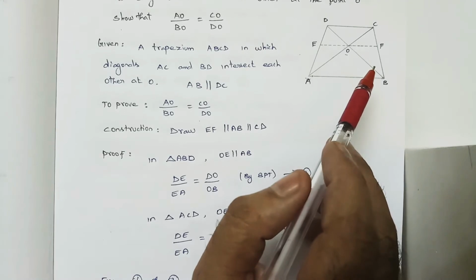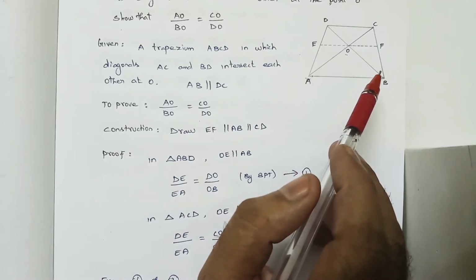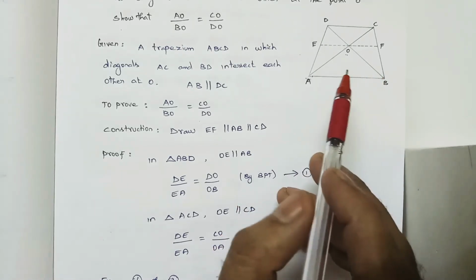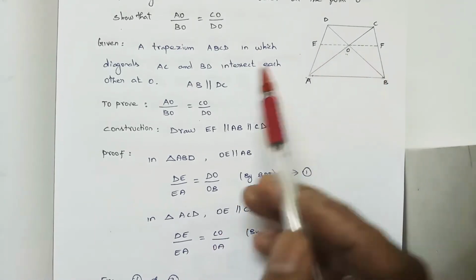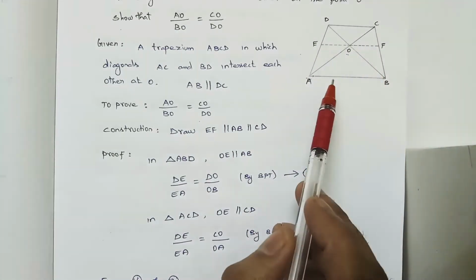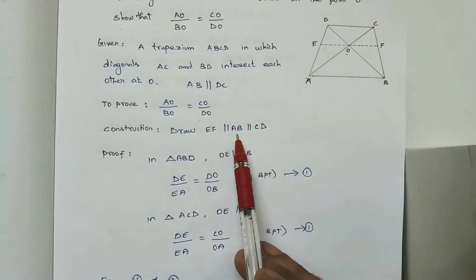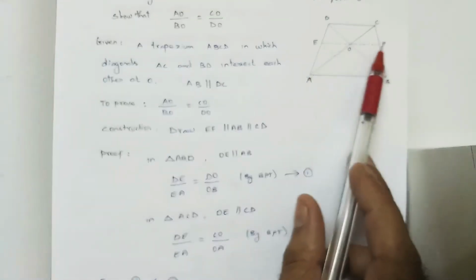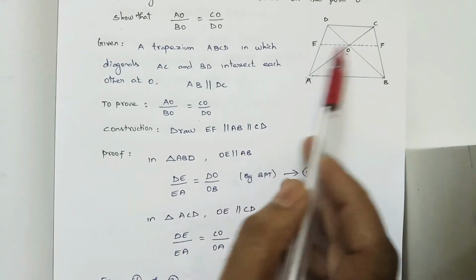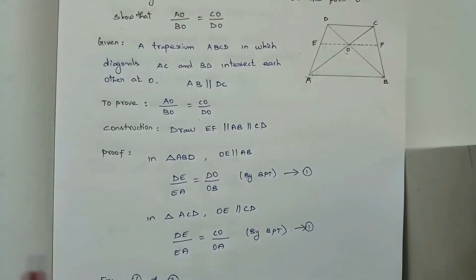Then only we can apply the statement of BPT, right? So I'm just drawing the line EF. I'm just constructing the line EF parallel to AB and CD. So EF is parallel to AB and AB is parallel to CD, and therefore EF is also parallel to DC. So why am I doing the construction?